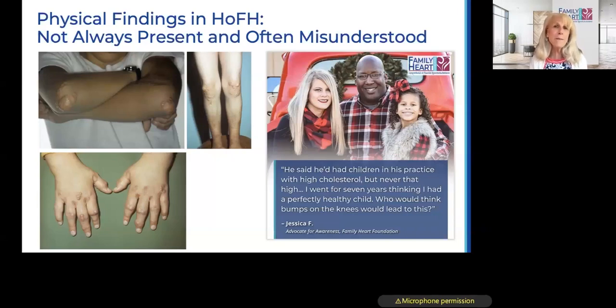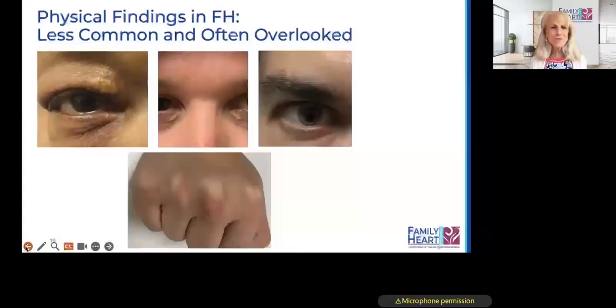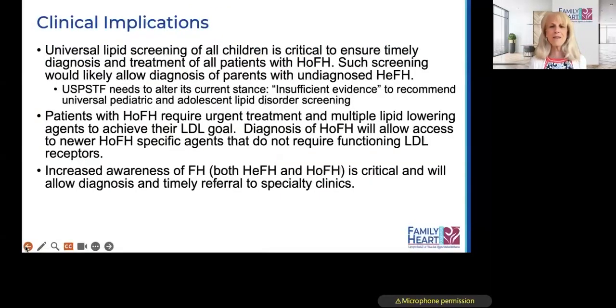We have a family in Boston that's part of our support group for HoFH. Their child was diagnosed, quote unquote, with molluscum contagiosum for 2 years, delaying the diagnosis of HoFH. And by the time he got the diagnosis, he had an occluded right coronary artery. So it should not be out of scope for the US Preventive Service Task Force.